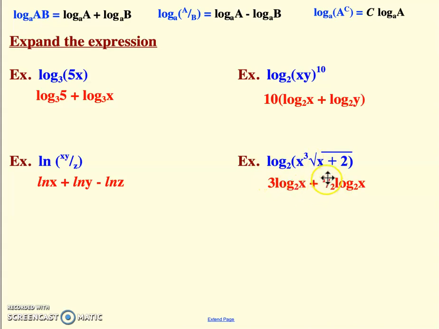So 3 out front, log base 2 of x, square root is a 1/2 exponent. Log base 2 of, and that's actually an error right there. Let me write over that quick.